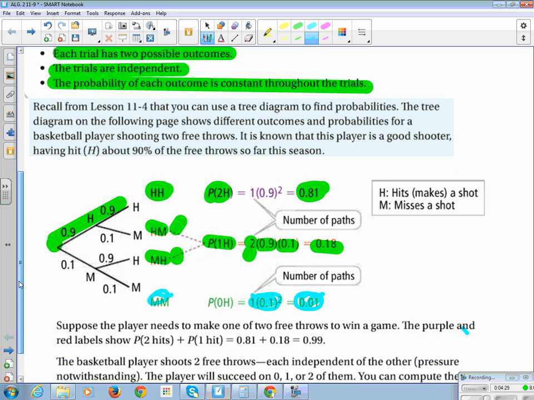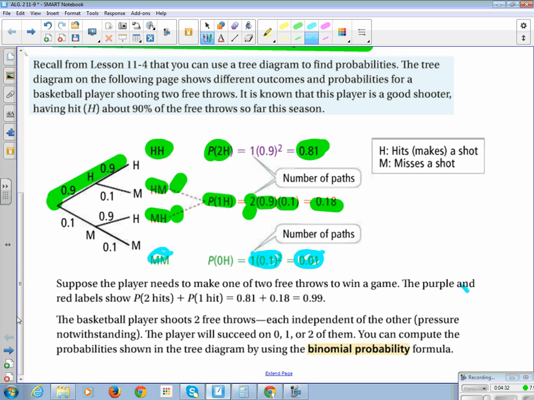All right, so now we're going to start combining these. Check out this scenario here. Suppose the player needs to make one of two free throws to win a game. The purple on the red table shows the probability of 2 hits plus the probability of 1 hit is 0.81 plus 0.18, which is 0.99. That's a 99% chance. So the basketball player shoots 2 free throws, each independent of each other, so we can use this scenario. The player will succeed on 0, 1, or 2 of them. So she'll either make none of them, make one of them, or make 2 of them. These are the only possible outcomes.